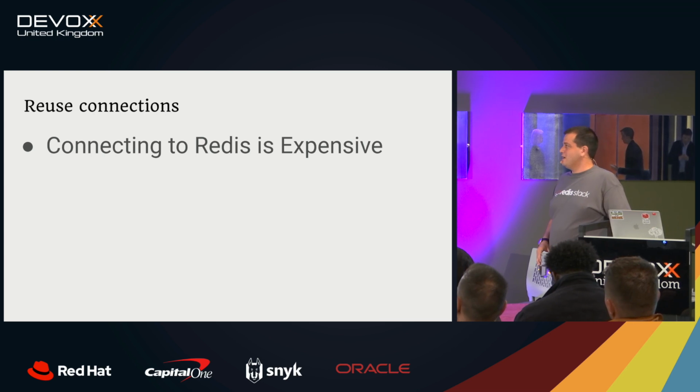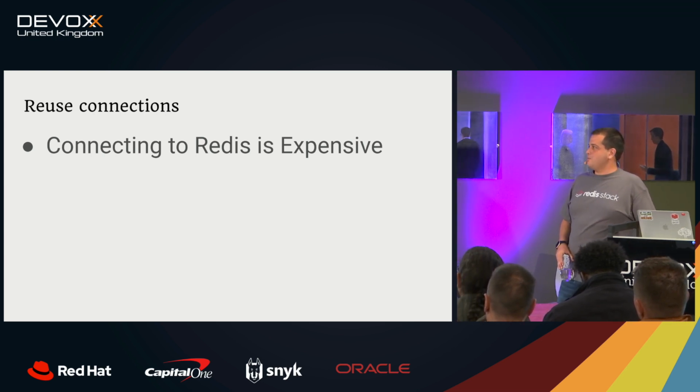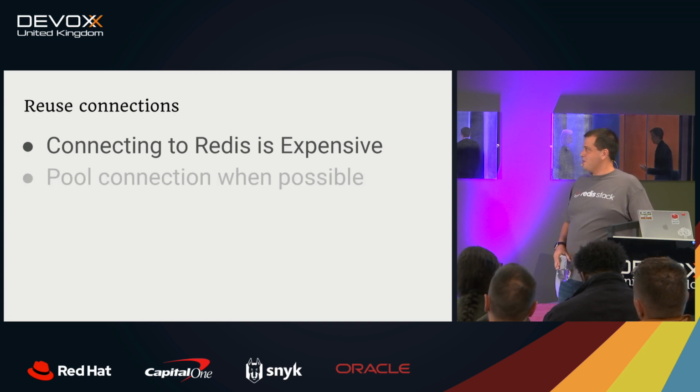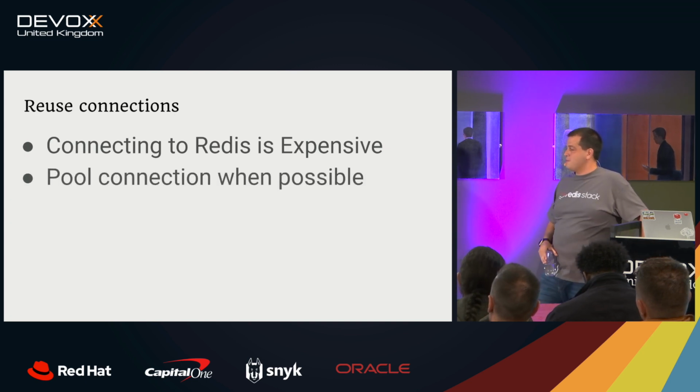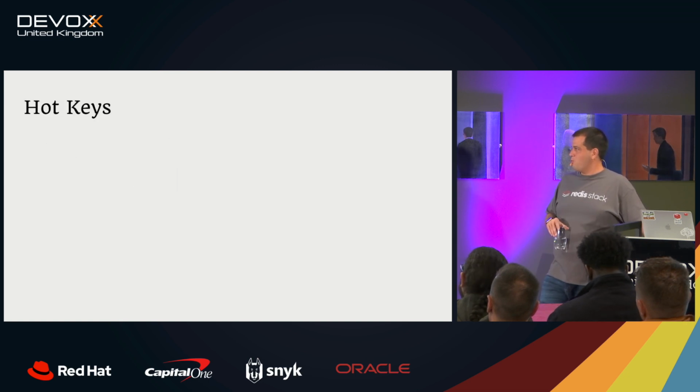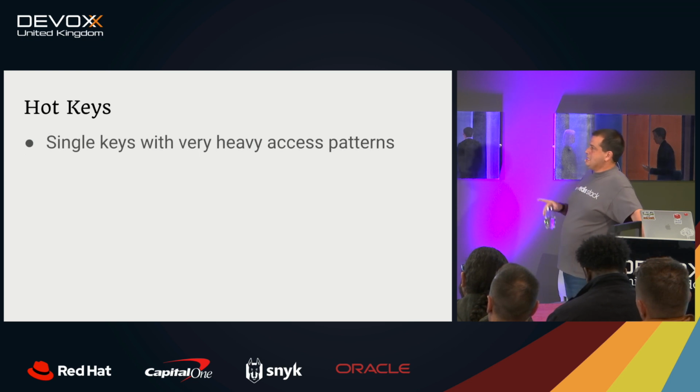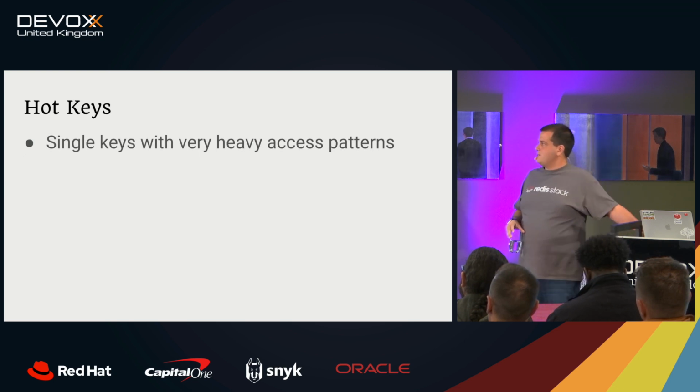Reuse connections. The expensive thing about connecting to Redis is opening TCP sockets. So opening those can be really expensive. So pool your connections where possible. Most client libraries take care of this for you. So pool where possible.